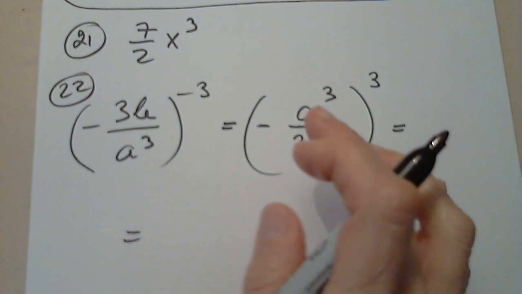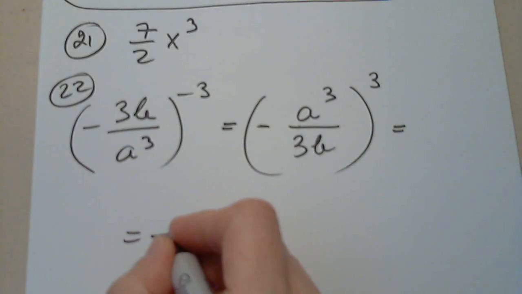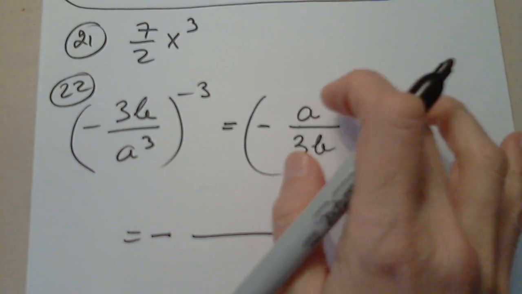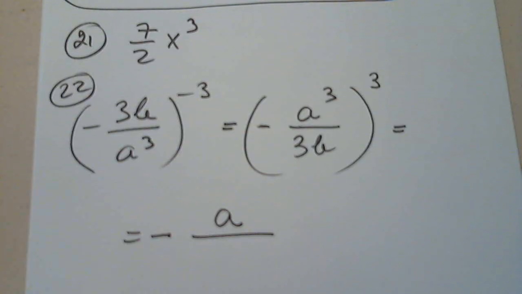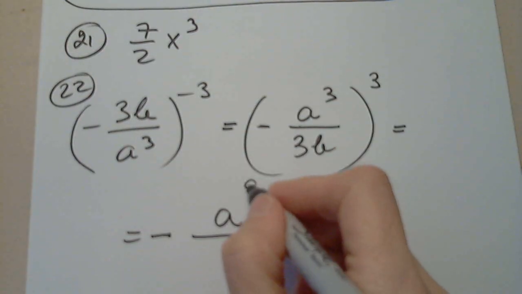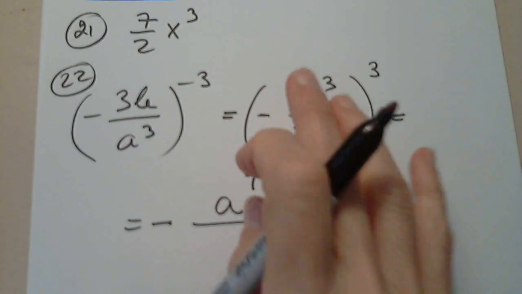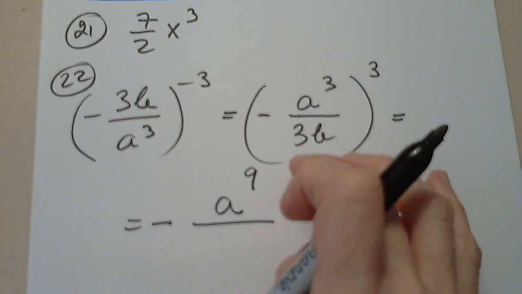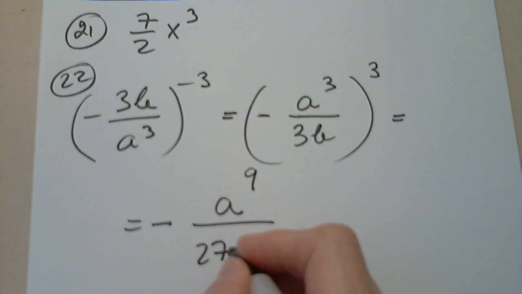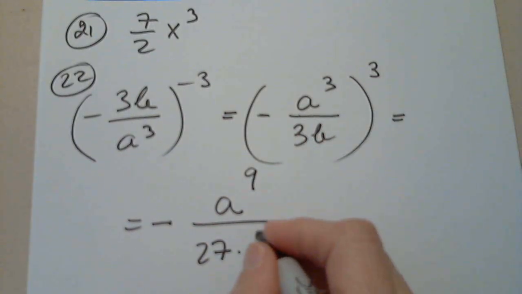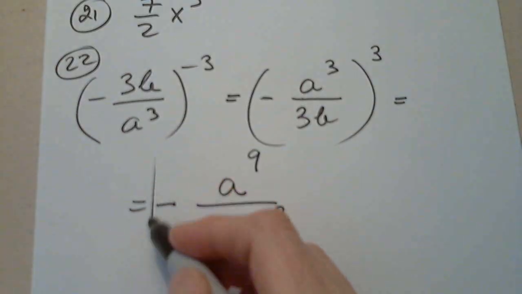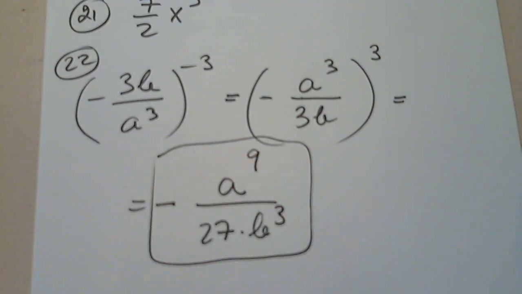Thank you. So negative 1 to the third is negative. A to the third, copy the base. What happens with the exponents? Yes, 9, we multiply them. 3 to the third, do not pick and choose. You have to raise everything to the third power. 3 to the third power is 27. And b to the third is simply b to the third. And this is the final answer.